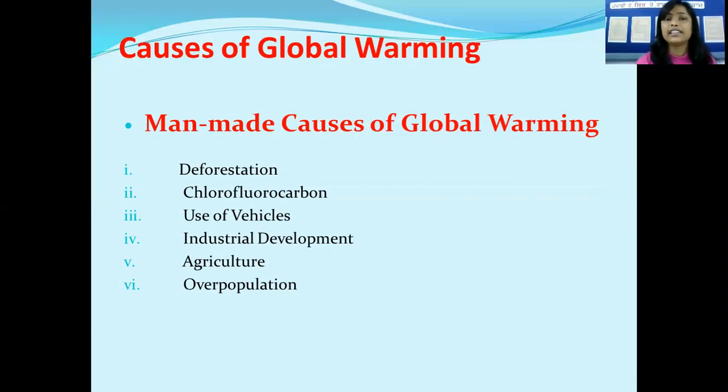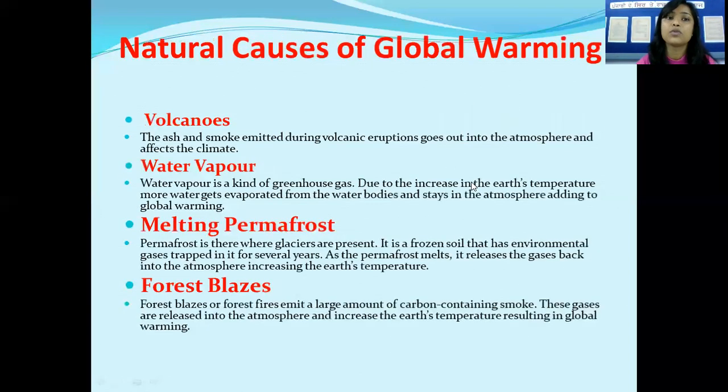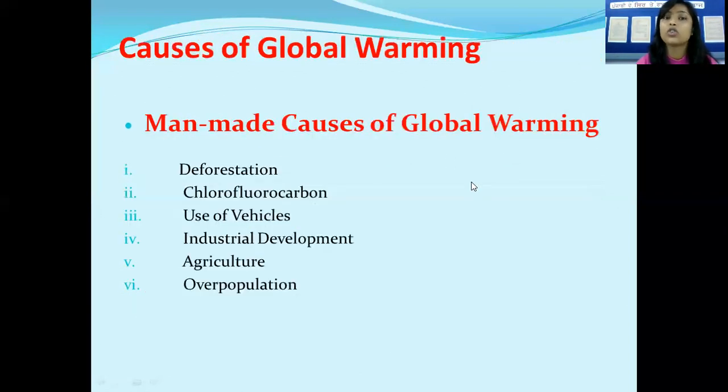Now, the second thing we are going to discuss is: what are the causes of global warming? Here there are two main causes. The first is man-made causes of global warming, and the second is natural causes. First of all, we are going to discuss the man-made causes of global warming.